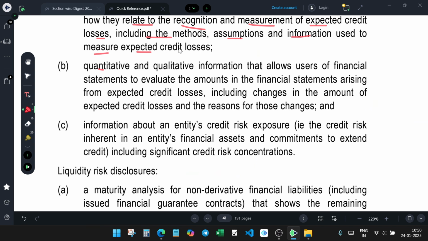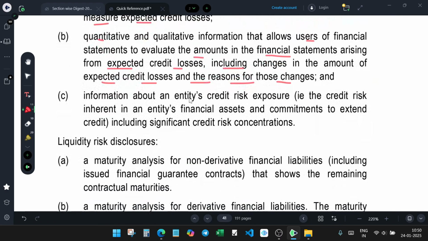The qualitative and quantitative information that allows the user of the financial statements to evaluate the amount in the financial statements arising from expected credit losses, including change in the amount of expected credit losses and the reason for such changes. Yeah, you should give what is the credit loss, what is the amount expected to be credit loss, and the reason for such changes. Previous year, this; current year, there is an increase. What is the reason? Everything you need to disclose.